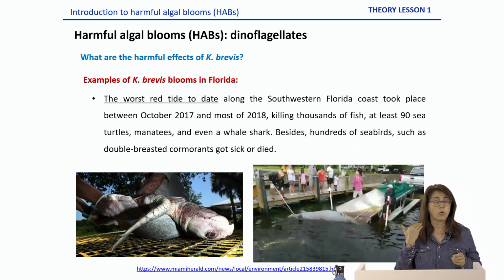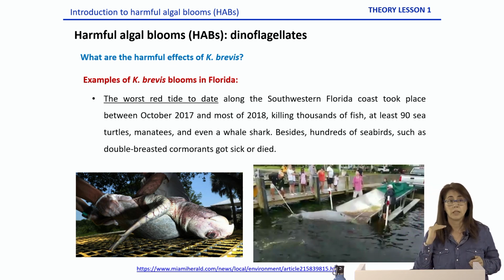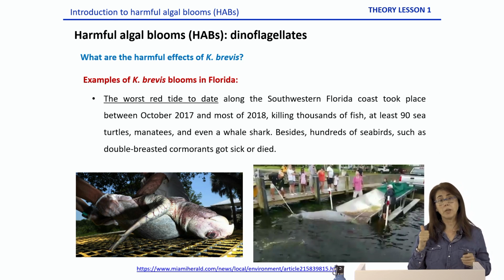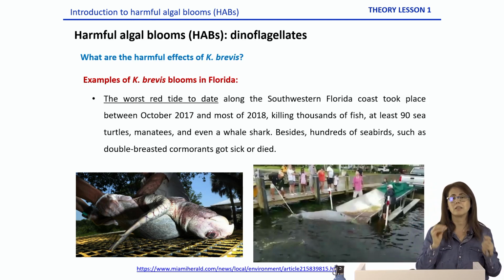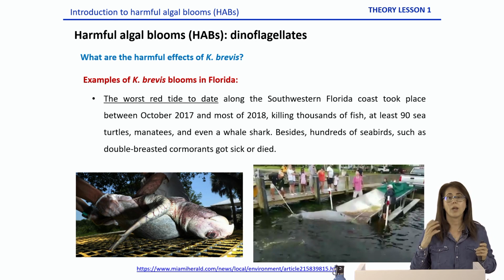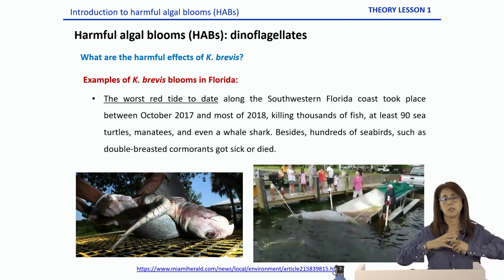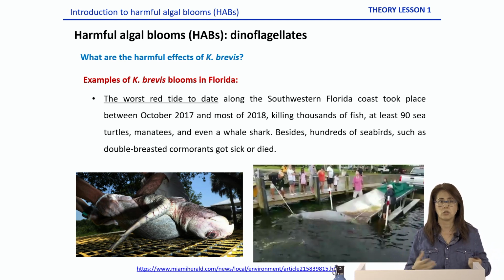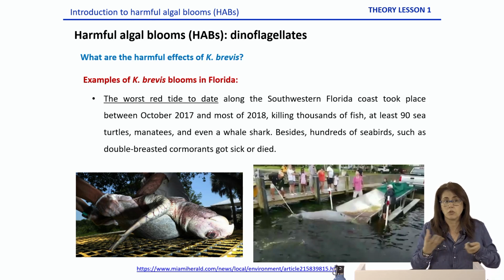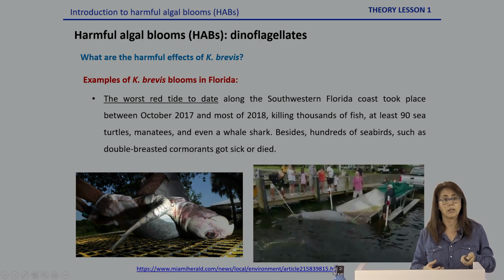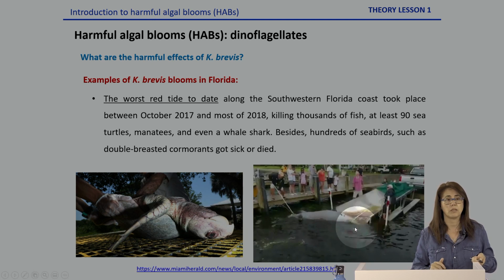But the worst red tide to date, the worst bloom of Karenia brevis in Florida, took place between October 2017 and most of 2018, and it killed thousands of fish, at least 60 turtles, manatees, even a whale shark. It was a massive bloom that lasted for a long time, and it had a huge concentration of toxins. Even hundreds of seabirds either got sick or died. As you can see, these are actual images from that bloom in 2017-2018. This poor thing here is a manatee.